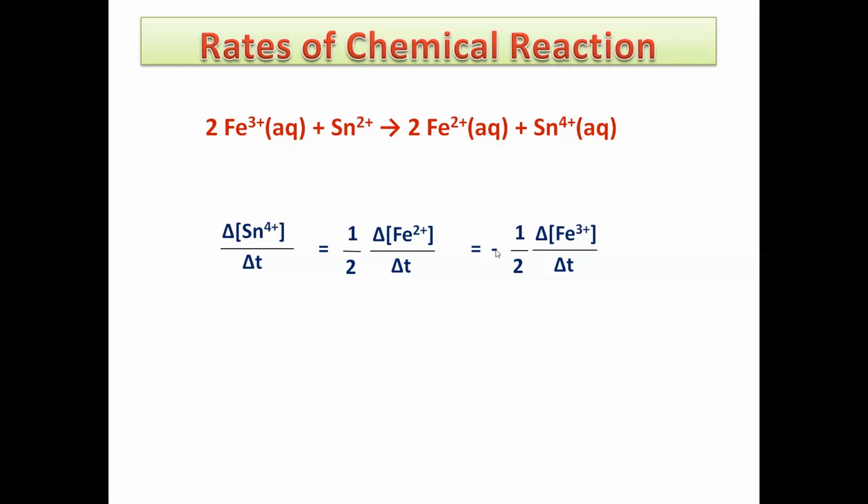I'm putting a negative sign over here because the reactant concentration will be continuously decreasing. So to make this speed of reaction, or rate of reaction, a positive quantity, we need to put a negative sign whenever we are writing a reactant concentration. So this is how the overall rate of reaction can be written for this particular chemical reaction.